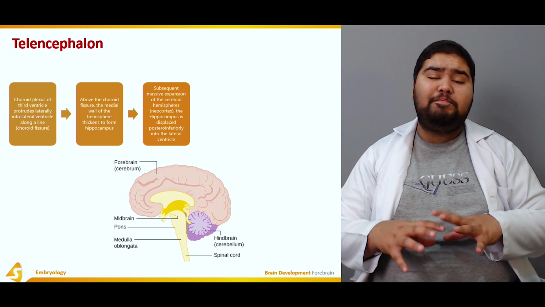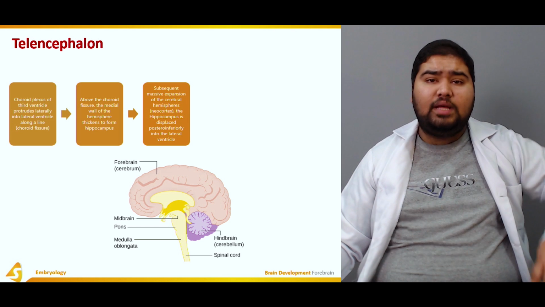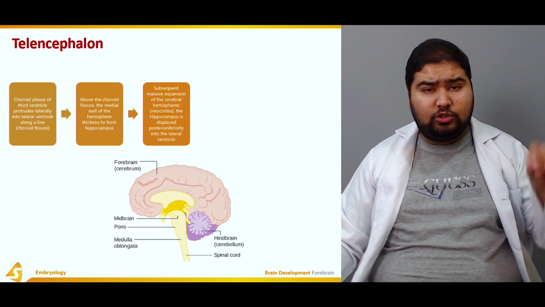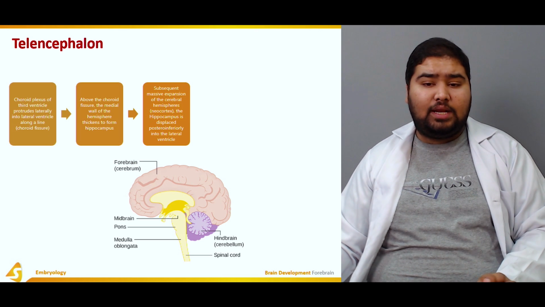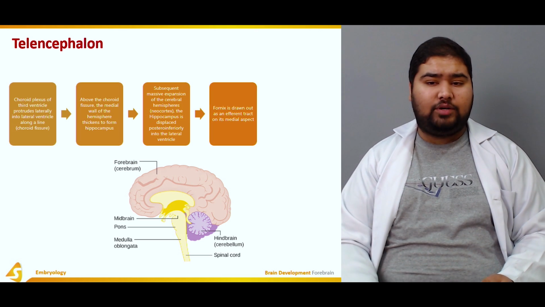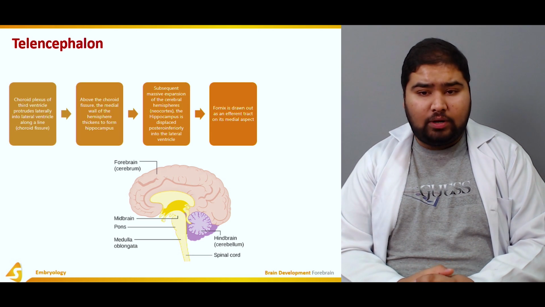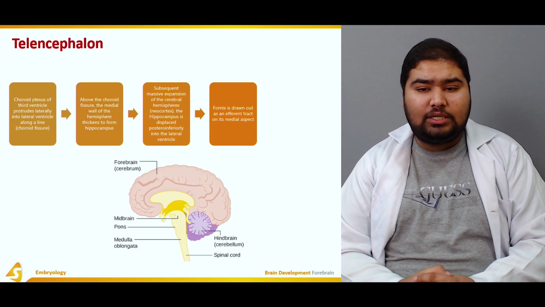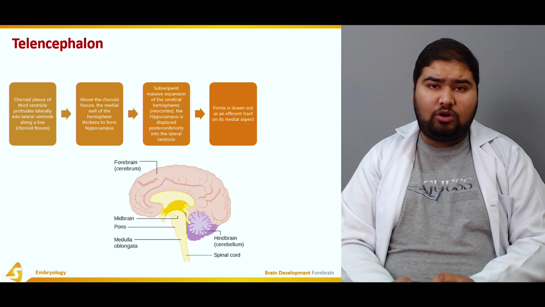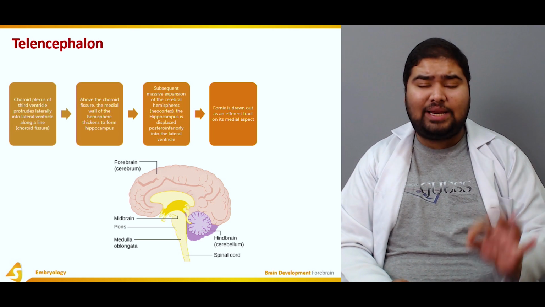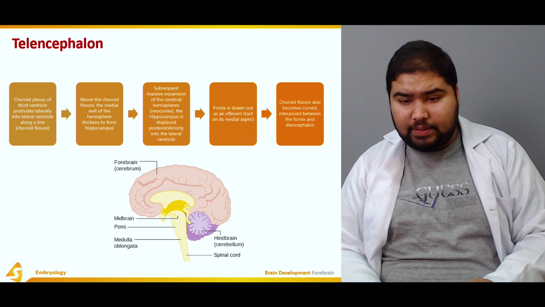Then there is massive expansion of the cerebral cortex. The neocortex is formed, and this formation of the neocortex pushes the hippocampus and displaces it posteroinferiorly into the lateral ventricle. Now a fornix is drawn out as an efferent tract on its medial aspect. So the fornix is formed and it acts as an efferent tract and lies on the medial aspect of the hippocampus.